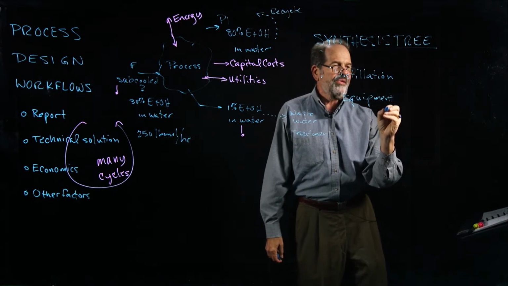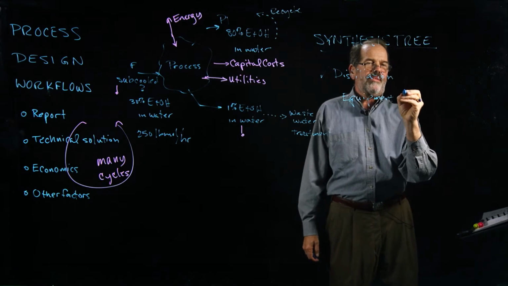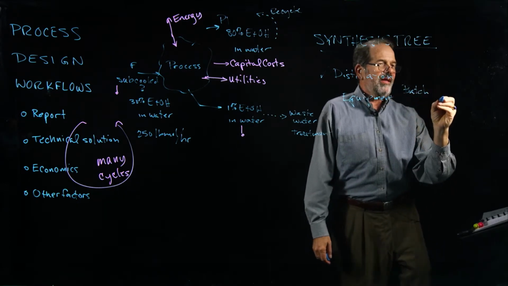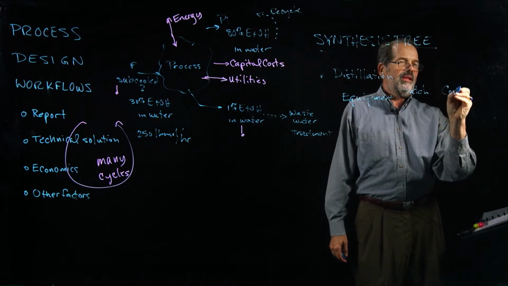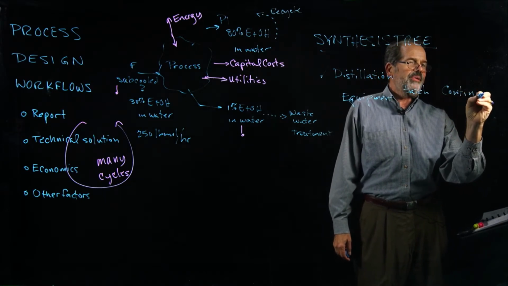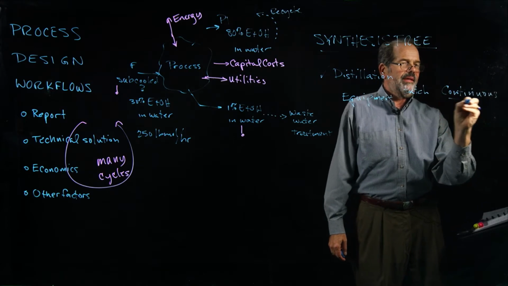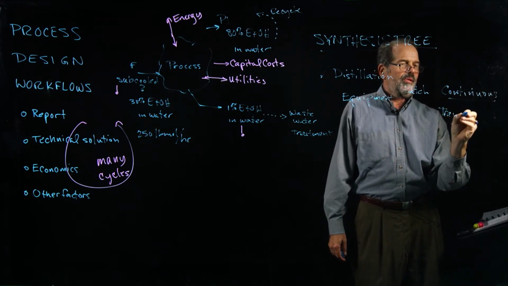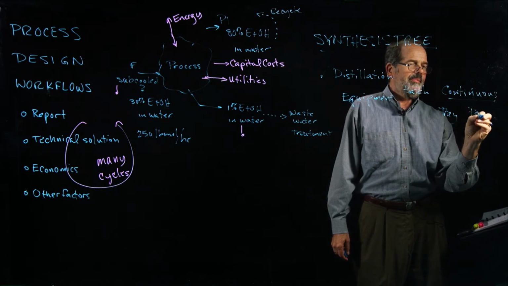Well, I have three choices. One would be a batch column, and then I might have a continuous column. I might do the continuous column in two ways. I might have a tray column, or I might have a packed column.